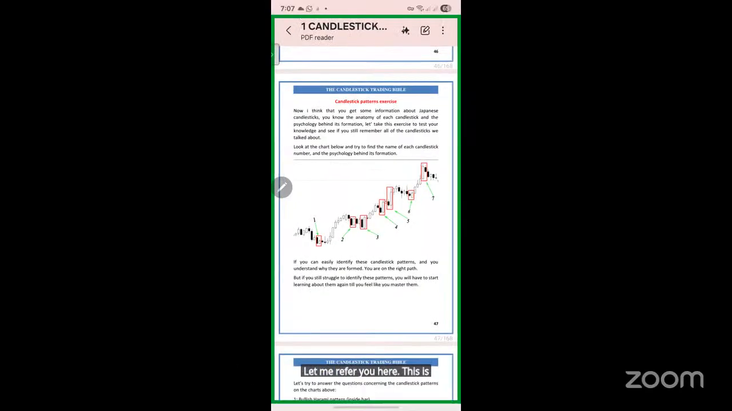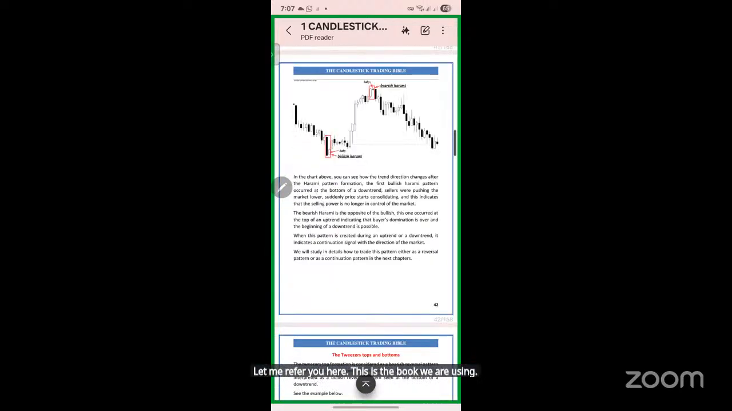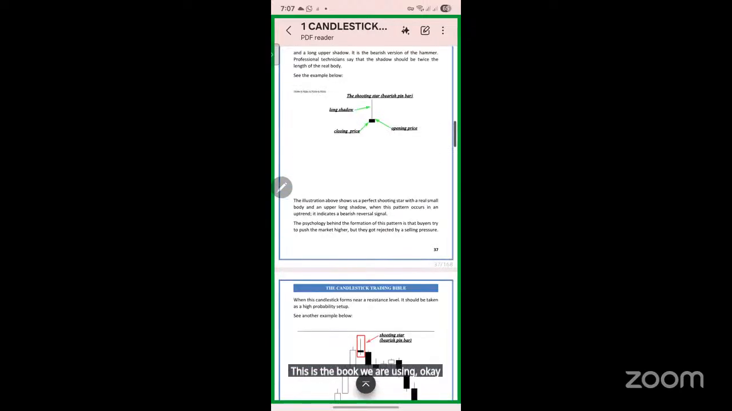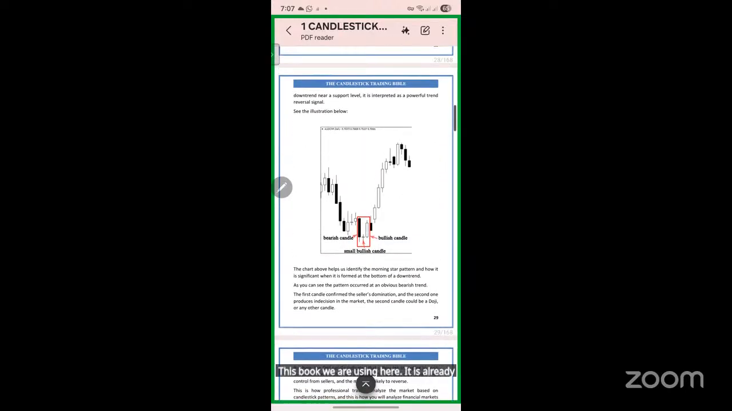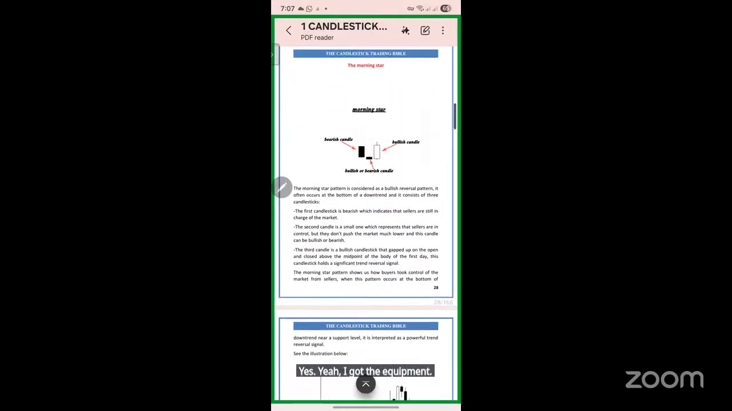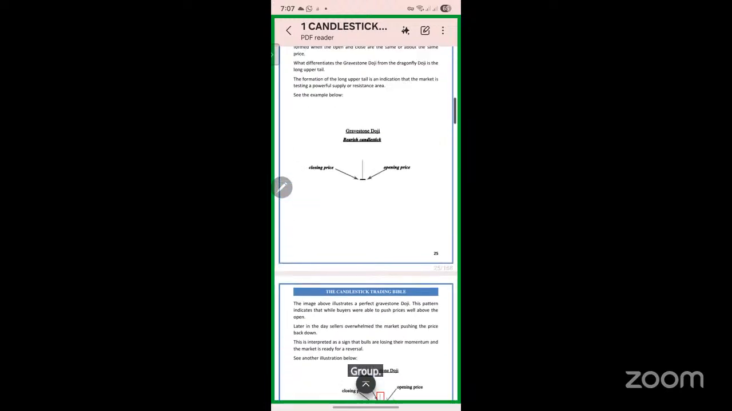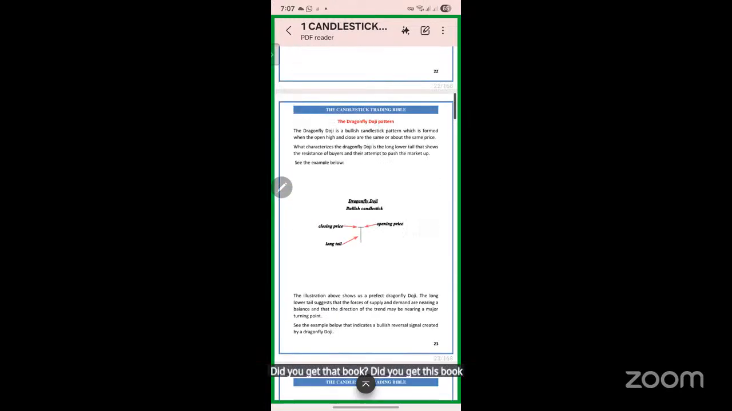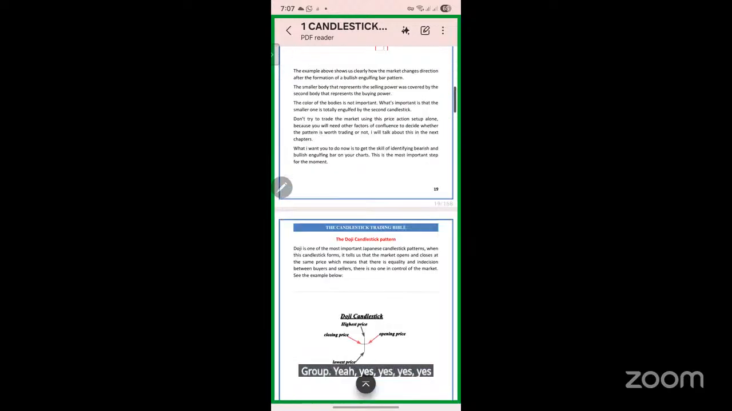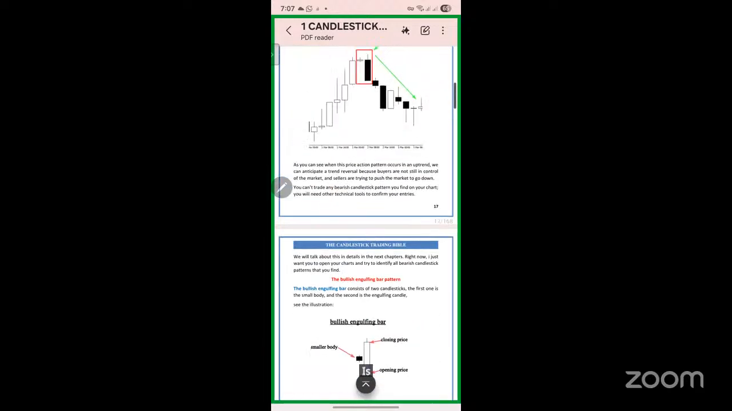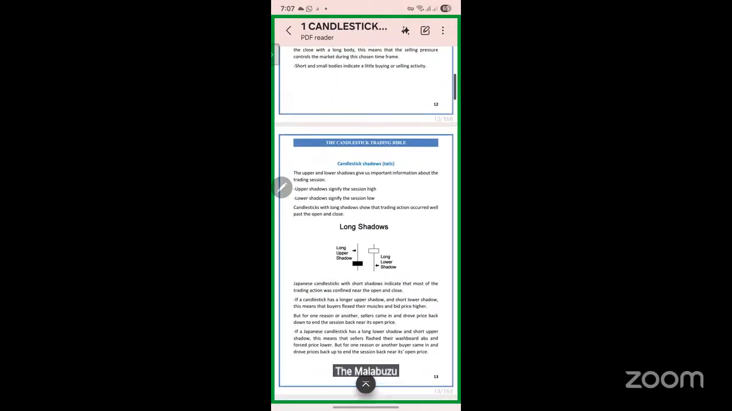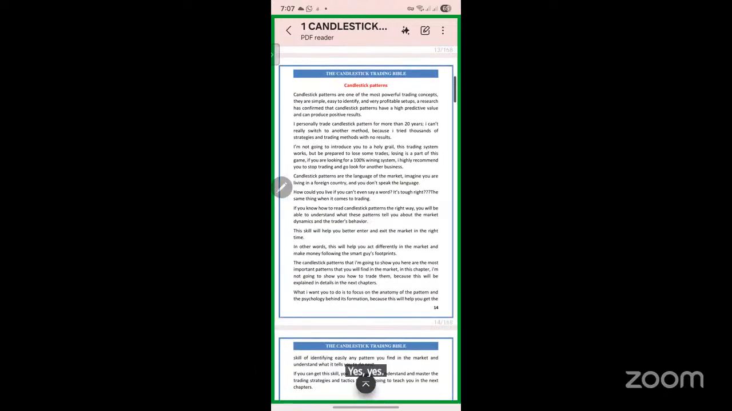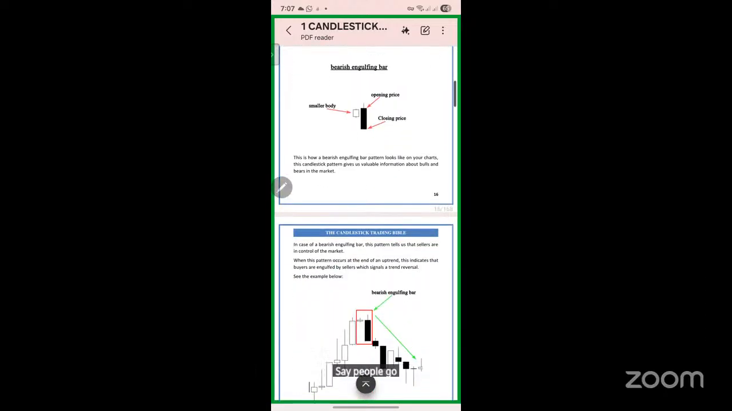This is the book we are using. Group, did you get the book? Yes, I have the copy, but when I went through, I didn't see that candle, the Marubozu candle. If people go through this book, everything is here.